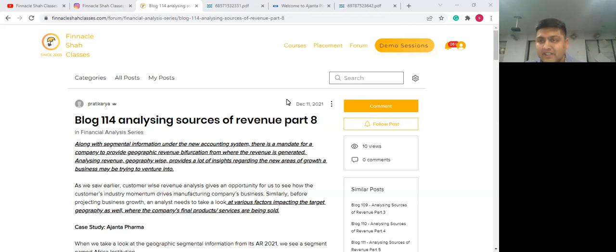Now, we have actually taken a look at quite a lot of angles in our previous readings. In session number 13, we saw how to analyze revenues based on segmental information, which, by the way, is a mandate by accounting standards for companies to disclose. However, at the same time, there's another mandate for companies to disclose where exactly they are selling their final products or services. Now, that is geographical segmental information.